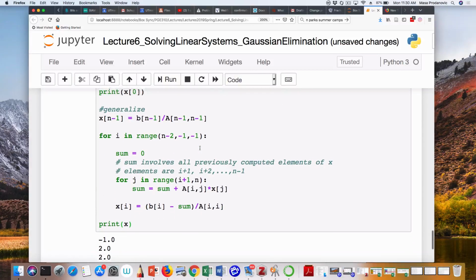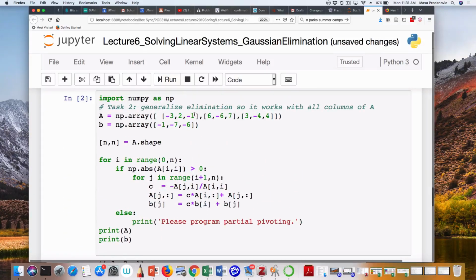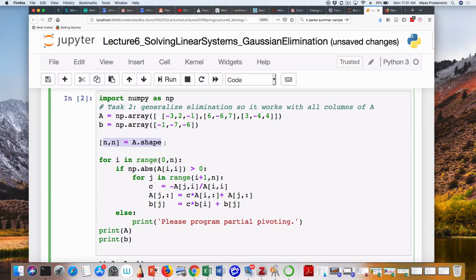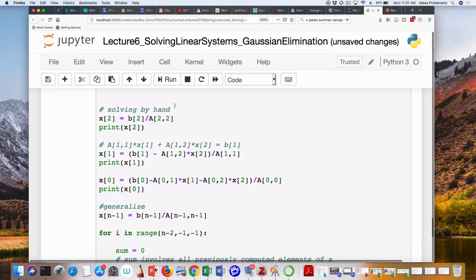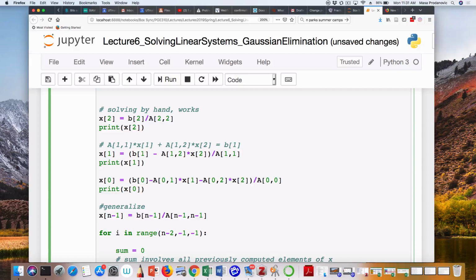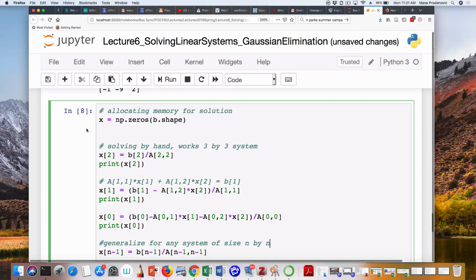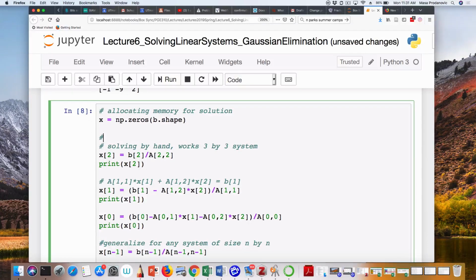Where do you initialize n? In the previous one I had it. N is the size of the system. If you want to reinitialize it, you can do it. So this is my back substitution. Solving by hand works for a 3x3 system, and this is generalized for any system of size n by n. And this is the code for back substitution.